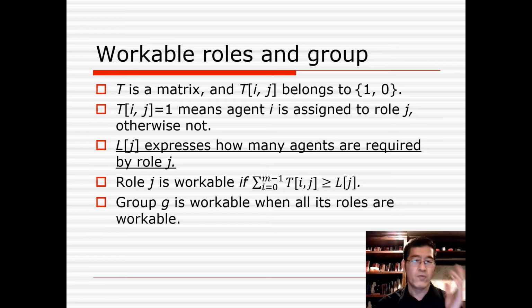Based on these numbers and this format, we can define what we mean by workable roles and workable groups. T is a matrix whose entries belong to 1 or 0: 1 means assigned, 0 means not. And L is how many agents are required. So role j is workable if, on the column, all the ones added together are larger than or equal to L_j, the required number of agents. So group G is workable when all the roles are workable.